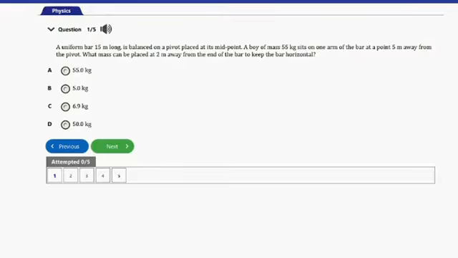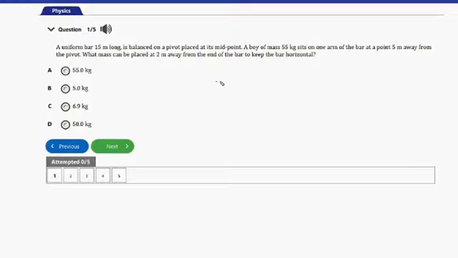It says, a uniform bar 15 meters long is balanced on a pivot placed at its midpoint. A boy of mass 55 kg sits on one arm of the bar at 0.5 meters away from the pivot. What mass can be placed at 2 meters away from the end of the bar to keep the bar horizontal? Guys, we are going to tackle this together.